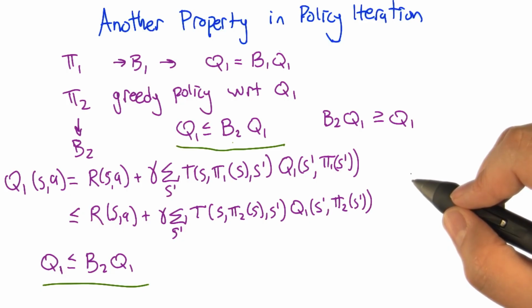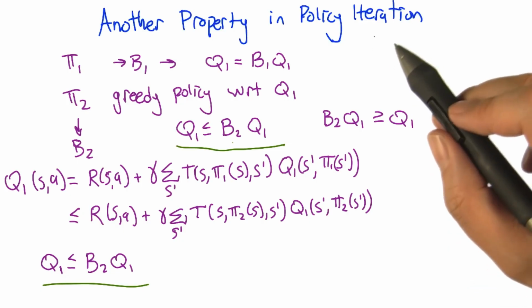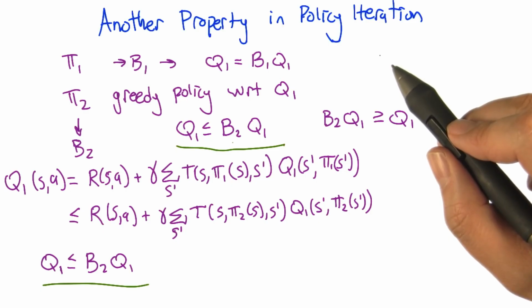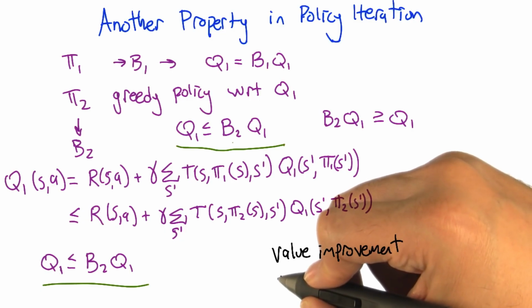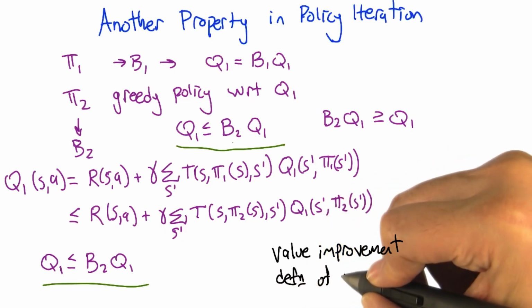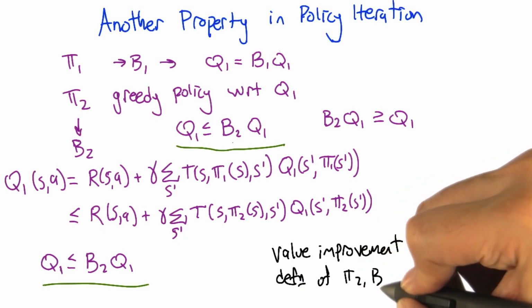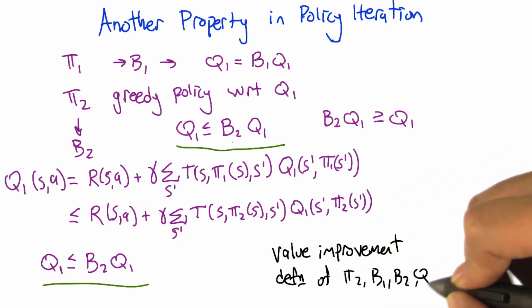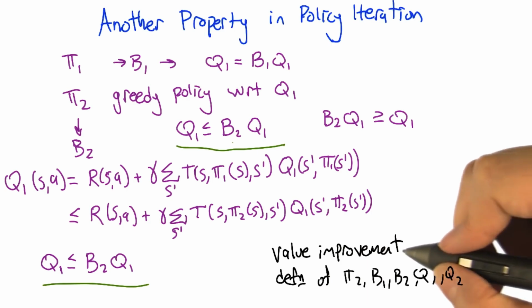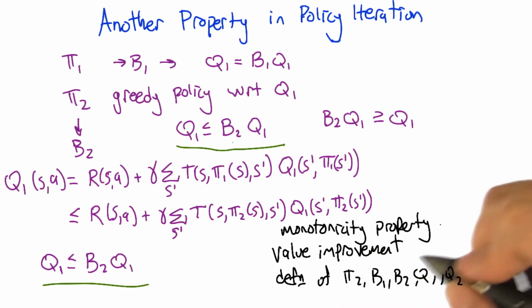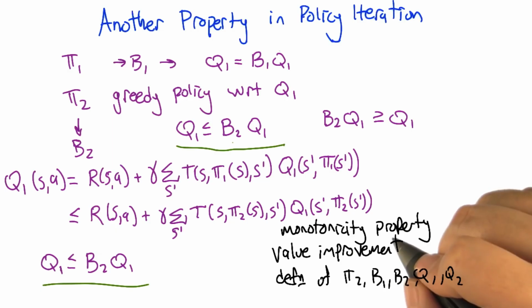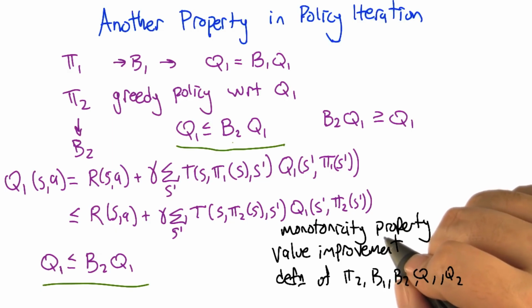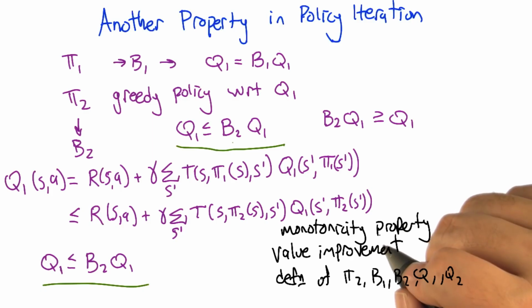So now we have all the pieces we need. We had one property, we called it monotonicity. We should call this property something too. Value improvement. Okay. So now with value improvement and other stuff like the definition of pi 2 and B1 and B2 and Q1 and Q2 and the monotonicity property, we should have all the things we need to prove that policy iteration moves in the right direction, that it actually improves the policy. Or in the case where the policy is already optimal, it can't improve it, but it doesn't break it, it leaves it the same. It doesn't ever make it worse.